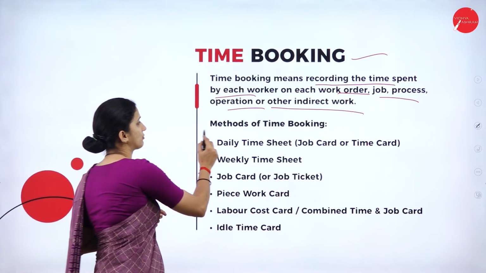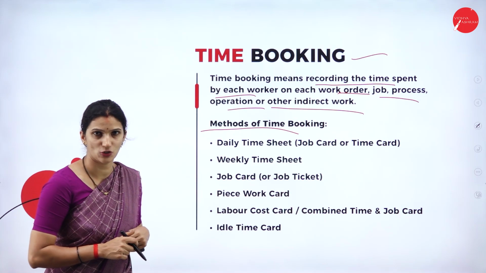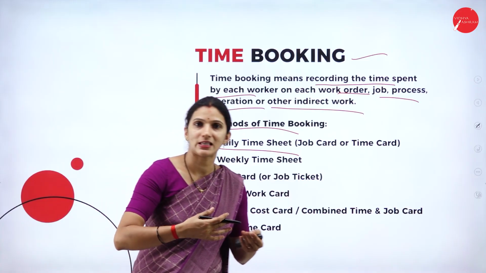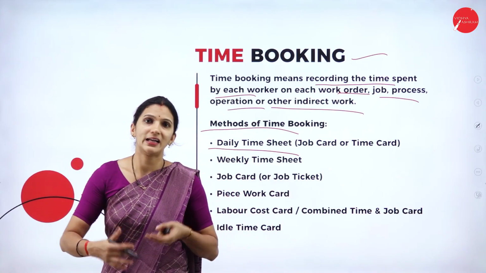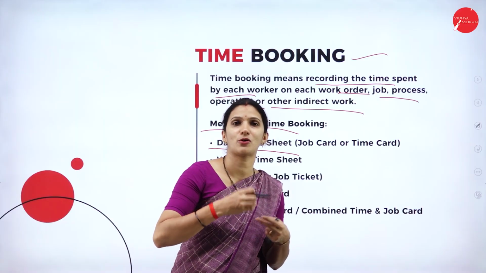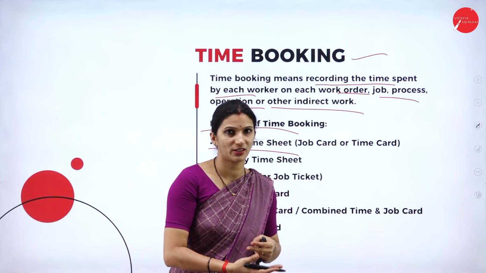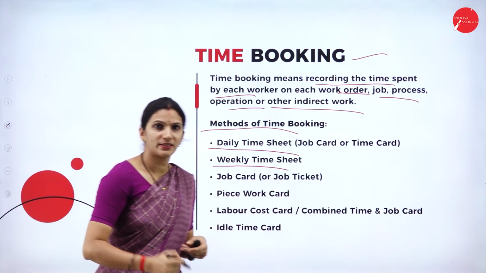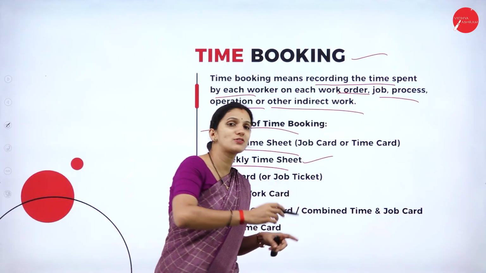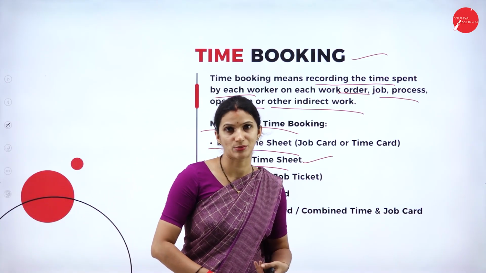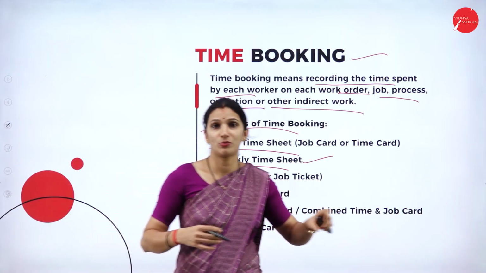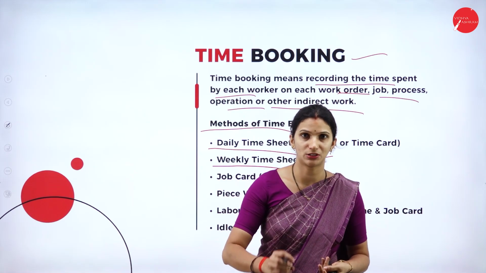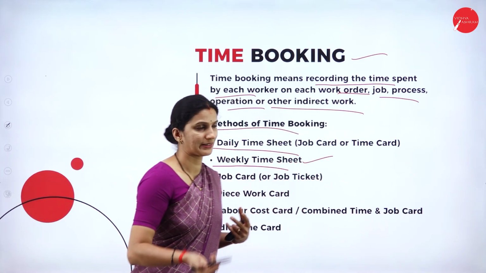So what are the methods to record the time booking, or the time spent on each job? One is the daily time sheet. On a daily basis, each worker gets one daily time sheet and has to fill in the description of the work done, the work order number, and the details. The next method is the weekly time sheet. On a weekly basis they are allotted a time sheet, and for the overall week they fill in the work carried out, the descriptions, and the work order numbers in that weekly sheet.